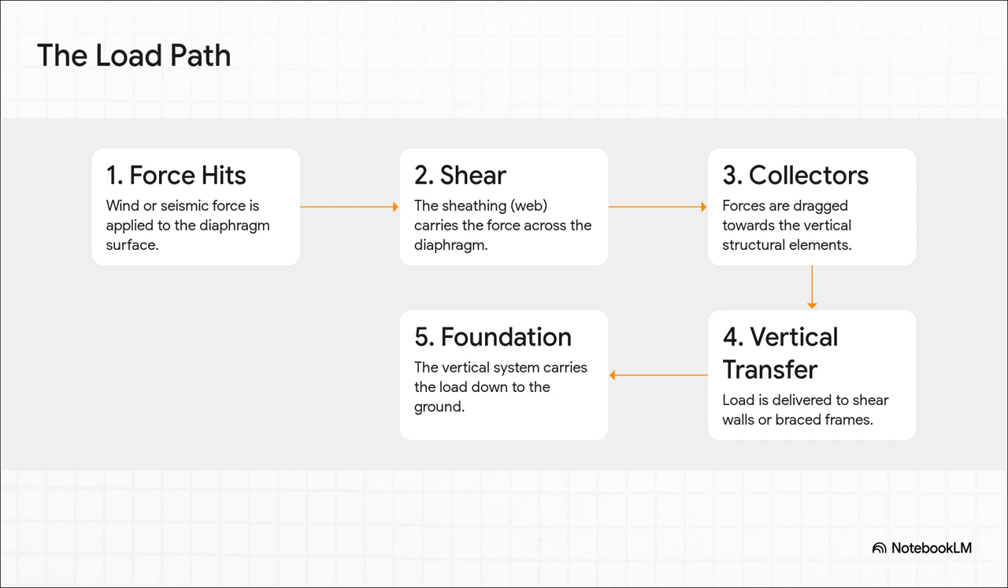A force hits the surface. The sheathing, our beam's web, carries that force across the diaphragm in shear. The collectors then kick in, grabbing that force and pulling it towards the walls. The load gets transferred into the shear walls or frames. And finally, that vertical system carries the load all the way down to the foundation. See, it's a simple, continuous story.